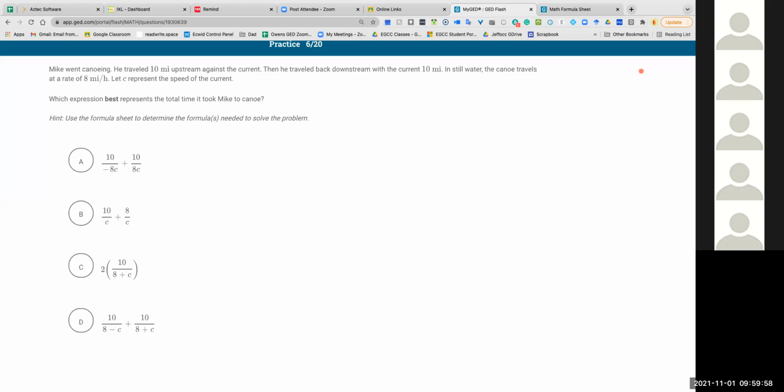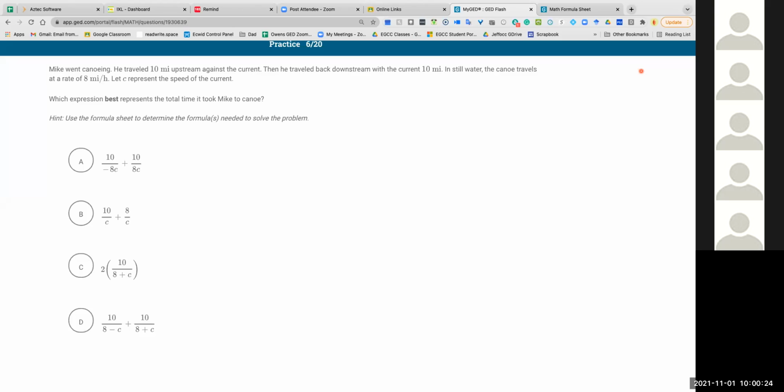Okay, GED is in love with this style of question, so I'm going to read it out loud. Mike went canoeing. He traveled 10 miles upstream against the current. Then he traveled 10 miles back downstream with the current. In still water, the canoe travels at a rate of 8 miles an hour. Let C represent the speed of the current. Which expression best represents the total time it took?